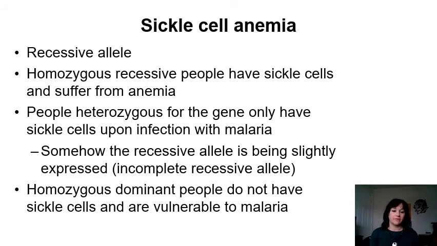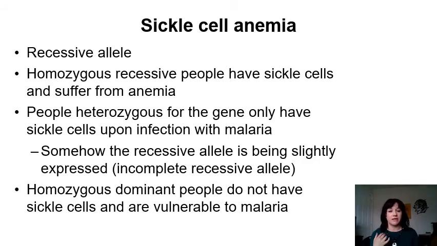Now, for some reason, these people are more resistant to malaria, right? People that are homozygous dominant, that don't have any alleles for sickle cell, do not have sickle cell anemia, and they are vulnerable to malaria. So even though in the heterozygous situation the dominant allele is winning out, somehow that recessive allele is doing something. It has some type of slight activity. And something about that recessive allele is beneficial for survival against malaria.